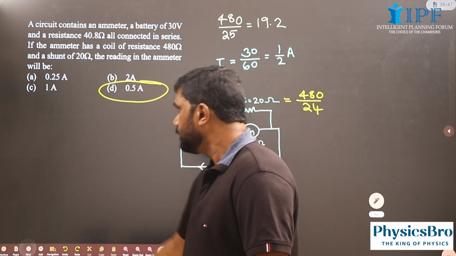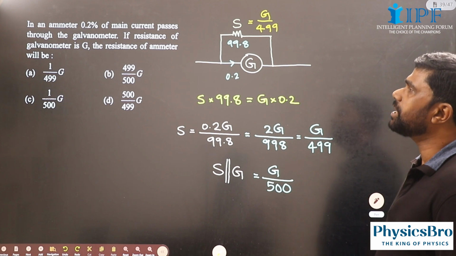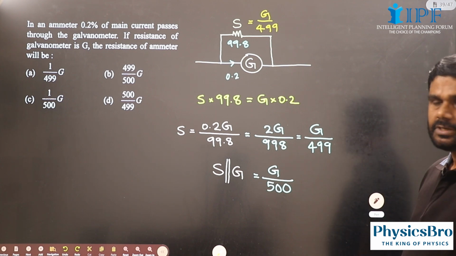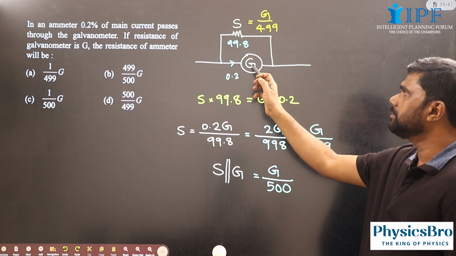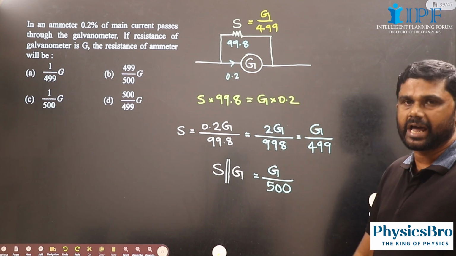Okay. Now an ammeter, 0.2% of main current passes through the galvanometer. If resistance of the galvanometer is G, the resistance of the ammeter will be. See, here is the galvanometer and here is the shunt. Only 0.2% passes through the galvanometer.